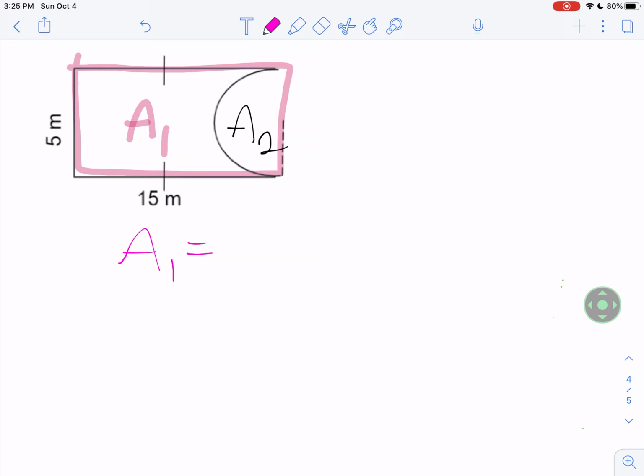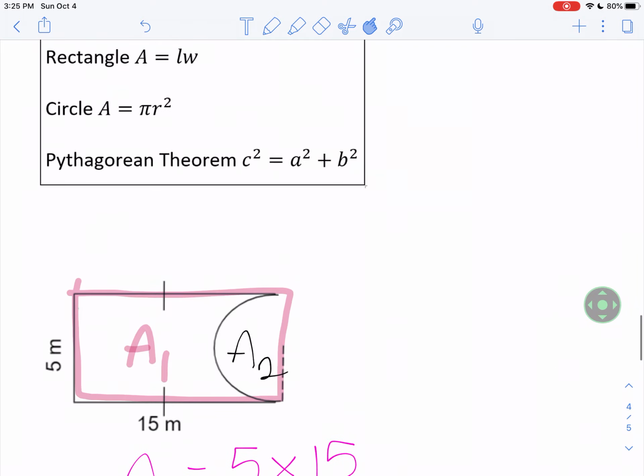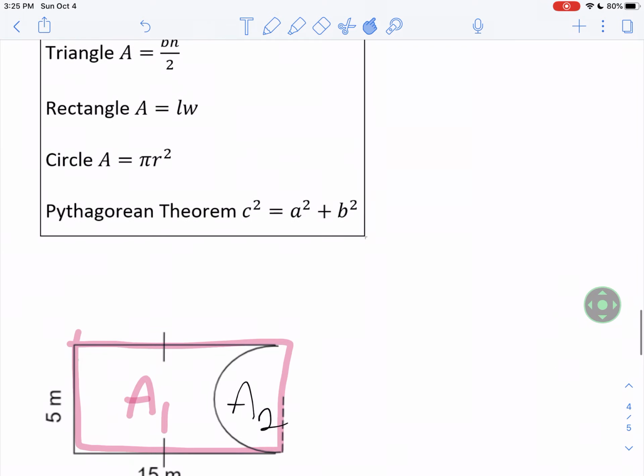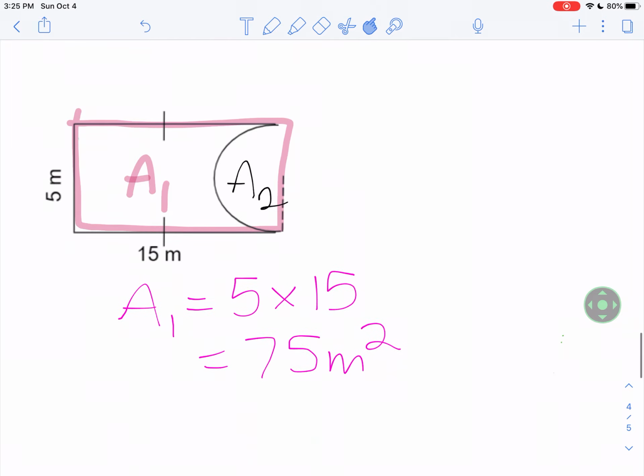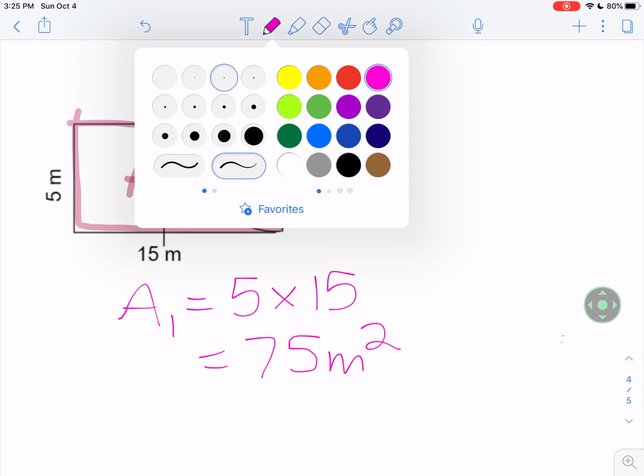So area 1 is just length times width, 5 times 15. 5 times 5 is 25, plus 5 times 10 is 50, so we're looking at 75 meters squared. And then we need a formula. This would be given on a formula sheet. The area for a circle is pi r squared, so we need to use this formula, and that would be given. That's for a full circle, so we want half of a circle.